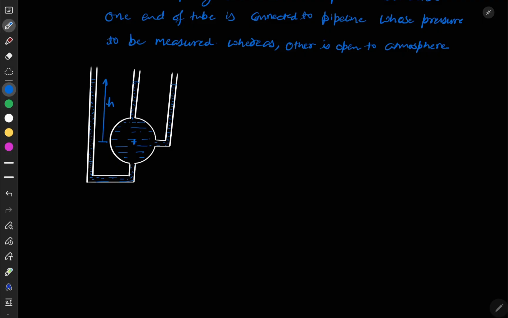And of course there are some limitations. And one more thing, if I want to write the pressure at, let's say this point A, then I can write it as rho g h. Of course, rho is the density of the fluid here, and h is the column height. And of course this is your gauge pressure here.